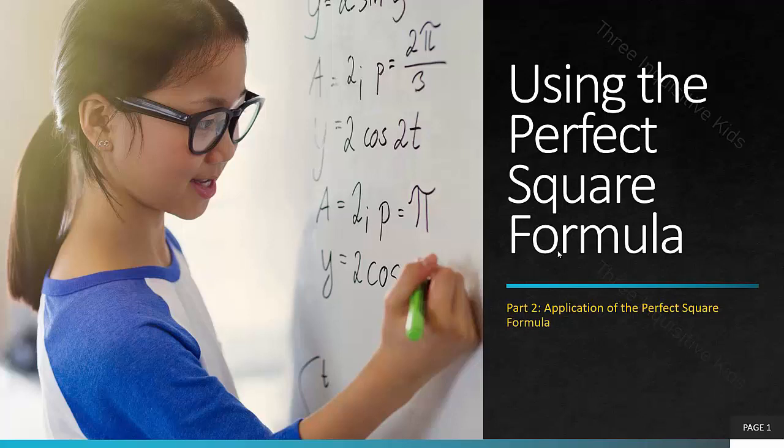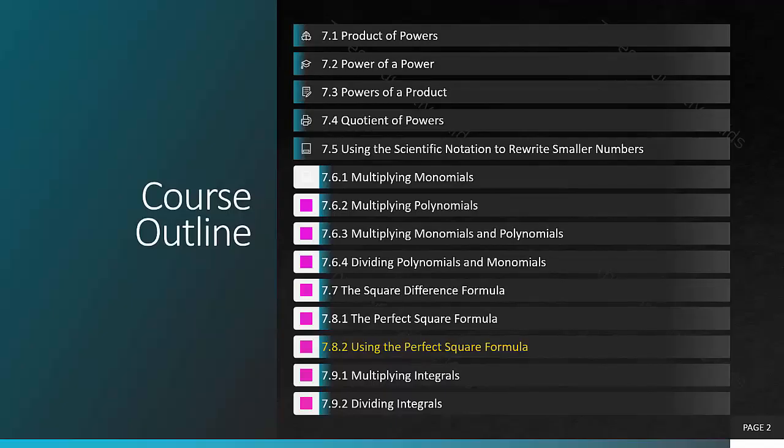In this video, we will be using the perfect square formula, and this is part 2 about the application of this perfect square formula. Our course outline for this unit tells us that we first learned about the laws of exponents, and then we learned about the scientific notation. Then we learned about multiplying and dividing polynomials and monomials. In these 3 lessons, we've been learning about the square difference formula and the perfect square formula. And these 2 formulas are very important when calculating polynomials and monomials.